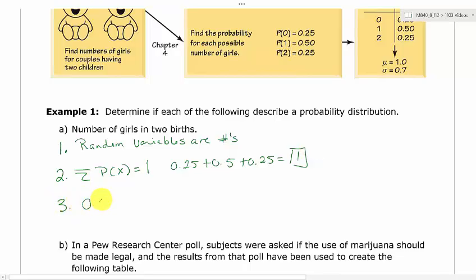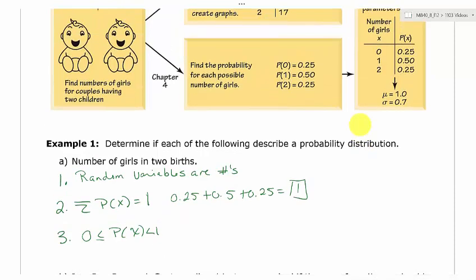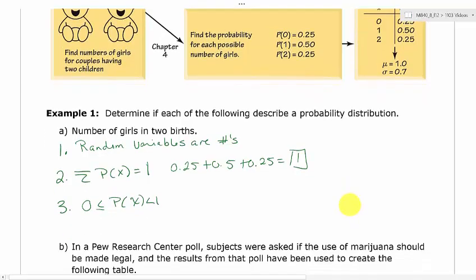And the last one is that all of the probabilities have to be a number between 0 and 1. And all of these probabilities, 0.25, 0.5, and 0.25, those are all between 0 and 1. And so we do have a probability distribution.